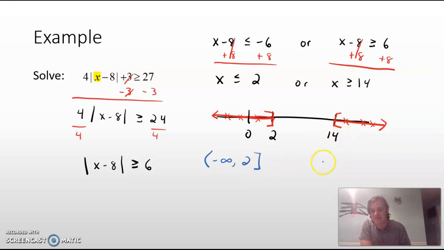And on the other side we have 14, which is included, and it goes all the way to the right, so that's a parenthesis, infinity with a parenthesis. Now we could put "or" in here.